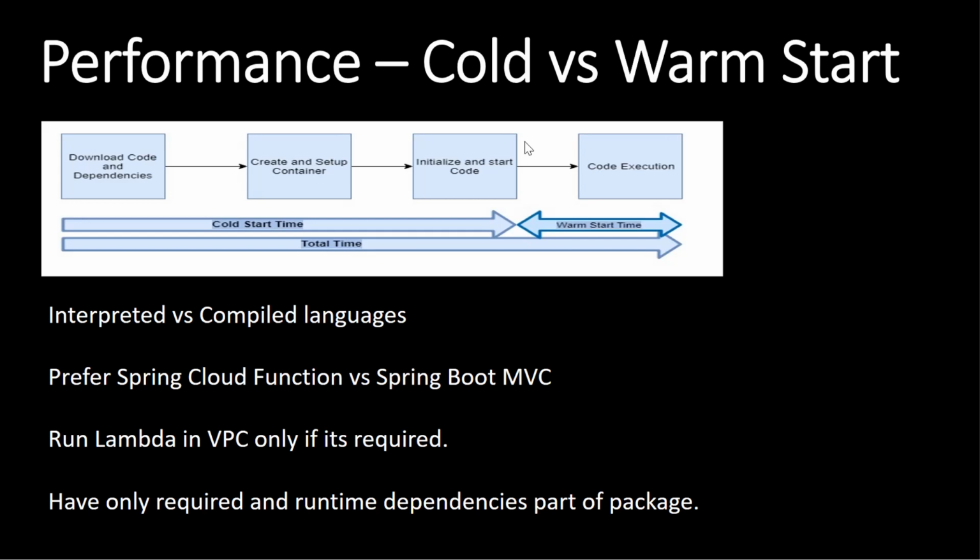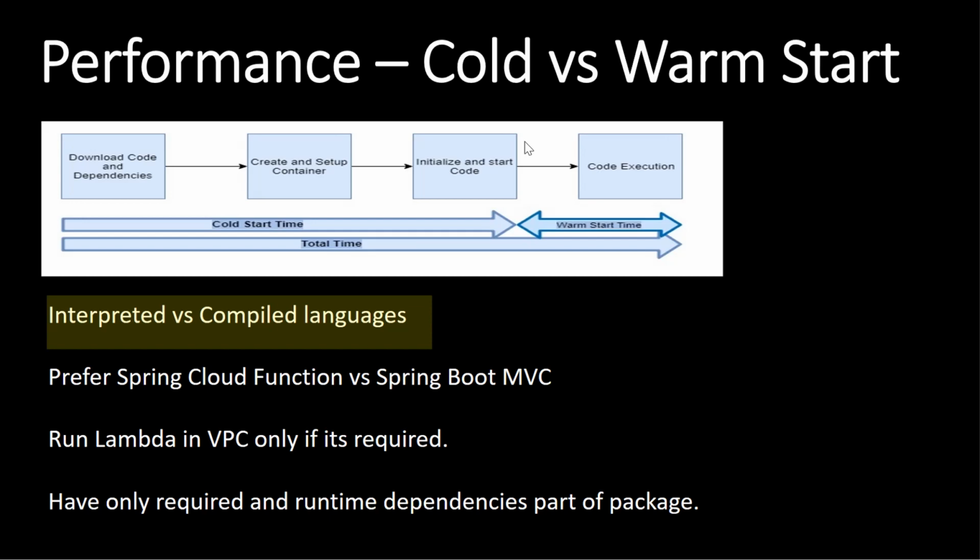The first thing I learned is that we should be using more interpreted languages than the compiled languages for Lambda functions or for any kind of functions you are doing, because interpreted languages like Node.js and Python are very fast in terms of initializing and starting the code compared to the compiled languages like Java or C++, and the dependencies are very heavy in those languages.